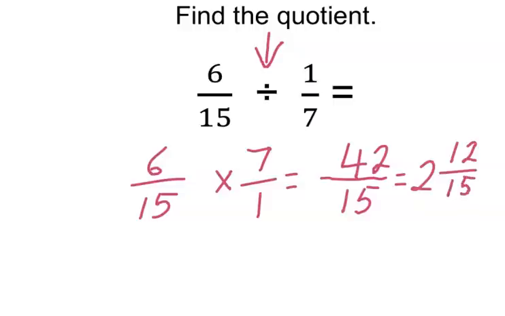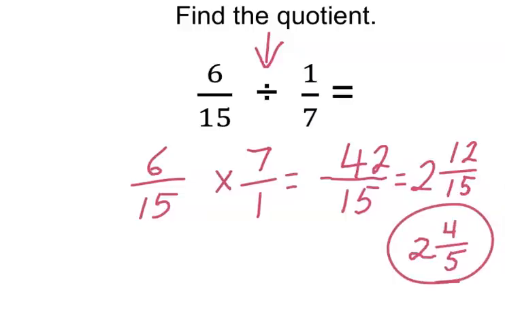Well, we're not quite finished yet, because I can see that we can divide something into both 12 and 15. We can divide 3 into both of those. 3 goes into 12 4 times. 3 goes into 15 5 times. All right, so now we have actually simplified it. So the answer is 2 4/5 once we simplify it. All right, that's our answer for that problem.